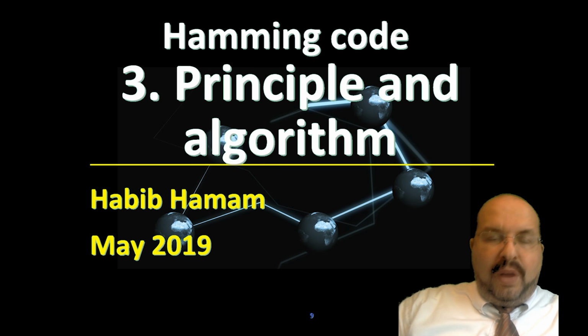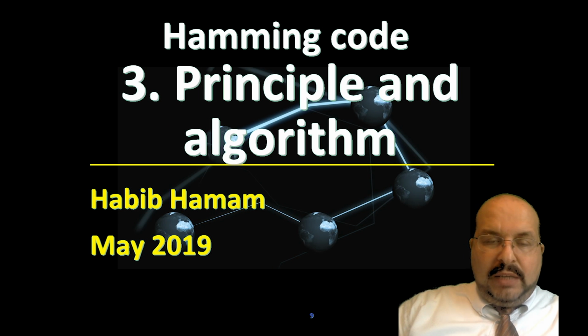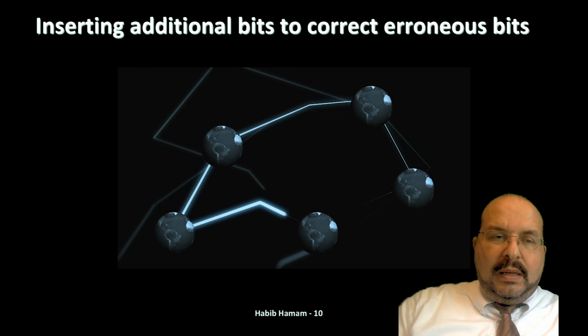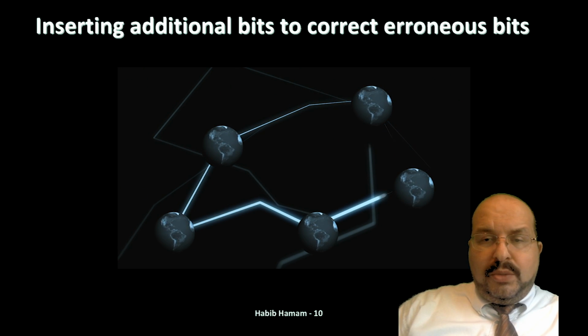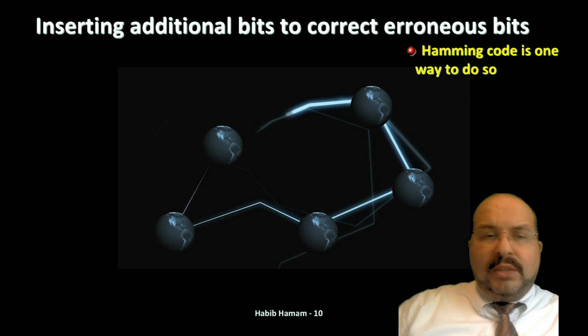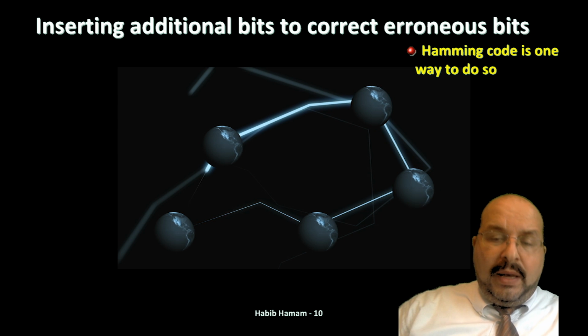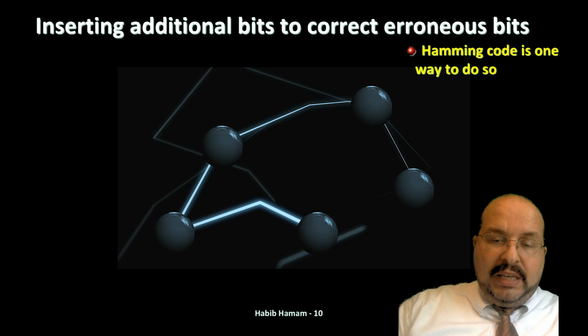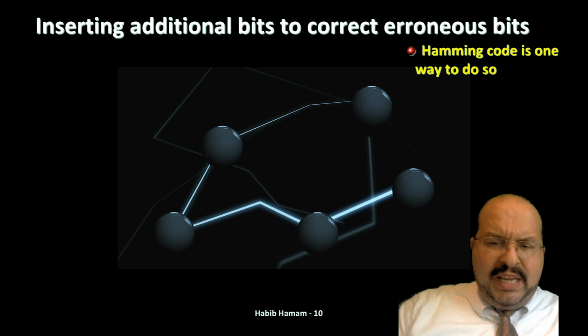Let us move on to the principle and algorithm of the Hamming code. We'll use illustrations to simplify the matter. The idea is to add other bits to the information bits, and that's the idea of the Hamming code and of any code, by the way.